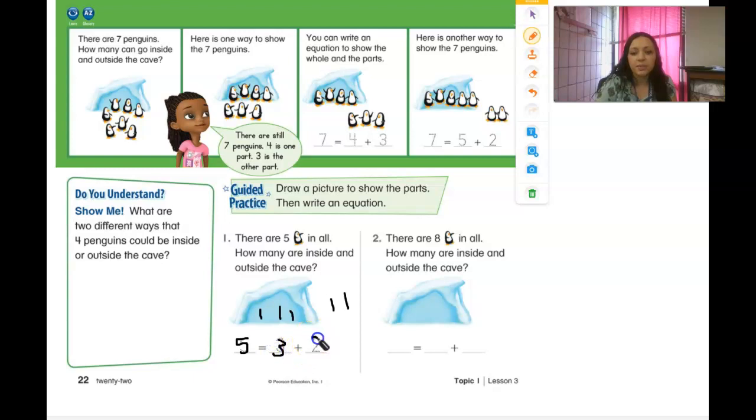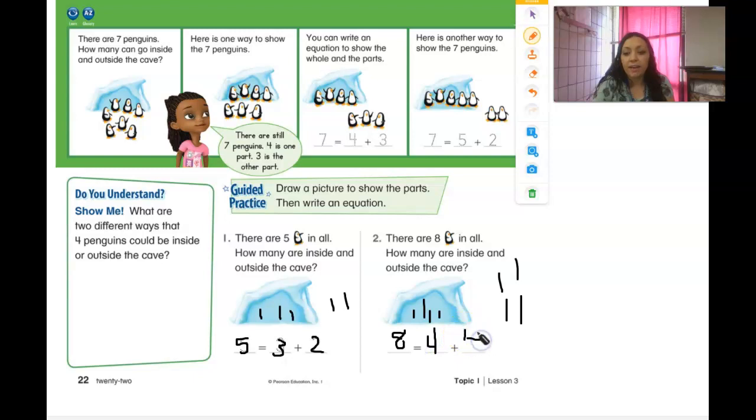Okay, this one says we have 8 penguins in all. And 8 is one of those numbers that I know about from doubles because I know that 4 plus 4 equals 8. So I could choose to put 4 penguins inside. I'm just going to draw lines, and 4 penguins outside. And then I would say I have 8 with 4 inside the cave and 4 outside.